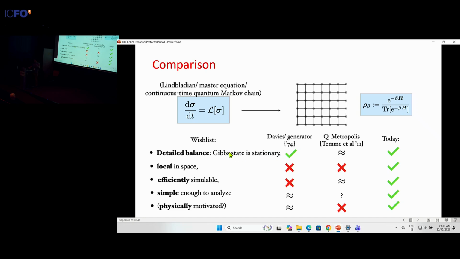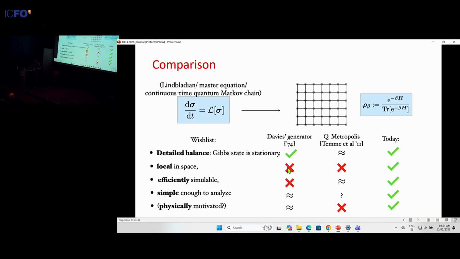So these are things that we want, like detailed balance, for example, which means the given state is stationary. Davies has it. Quantum Metropolis doesn't have it exactly, and this new proposal has it. Quantum Metropolis has approximate detailed balance, which is a little bit messy.